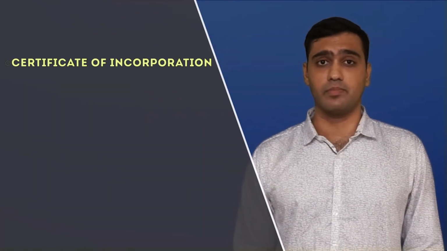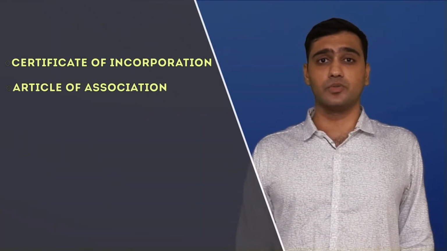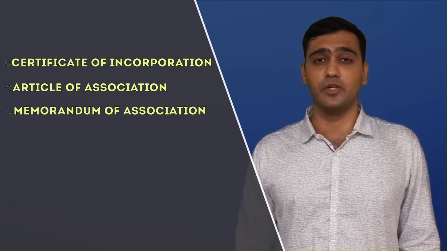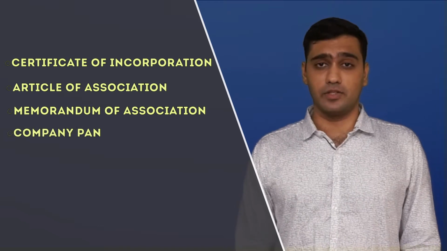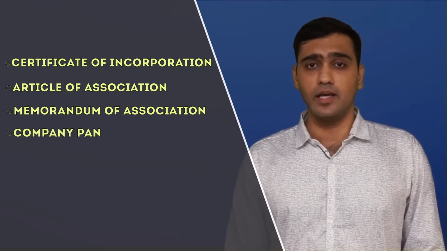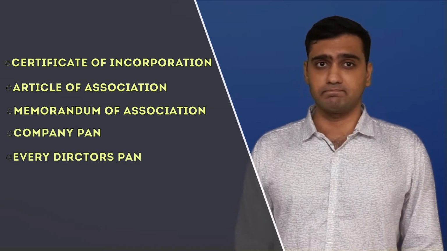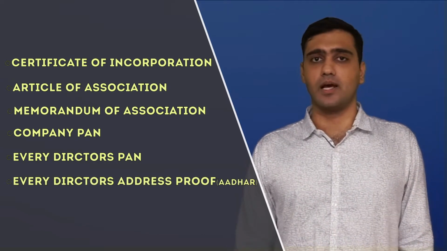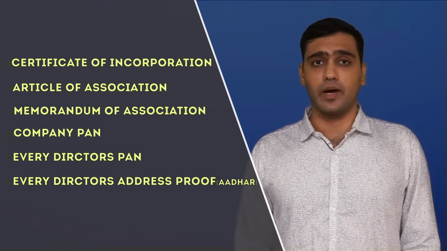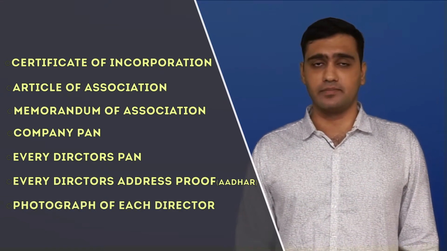Anyway, whichever bank you choose to go with should have the same procedure to open your bank account. They will ask you for the following documents: the company's certificate of incorporation that you received from the MCA, the articles of association and memorandum of association that you get from the MCA website or from your CA, the company PAN that you received from NSDL, every director's PAN, and every director's address proof. Most banks require passport and Aadhaar. And you will also require a photograph of each director.